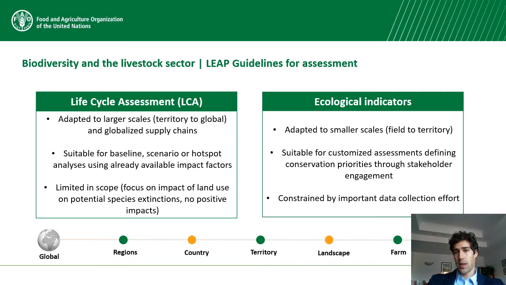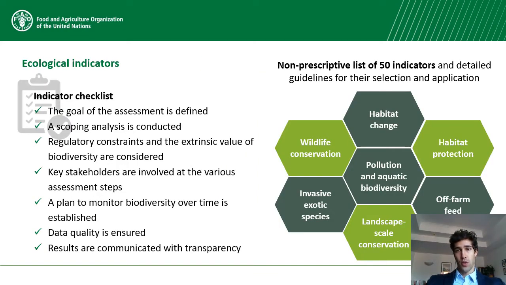The second avenue is ecological indicators, which have been used at all scales, but a lot at small scales: field, farm, the landscape. Those are suitable to customize assessment depending on conservation priorities and through stakeholder engagement. One limitation of ecological indicators is that often they require a lot of time and expertise, and they're constrained by important data collection efforts.